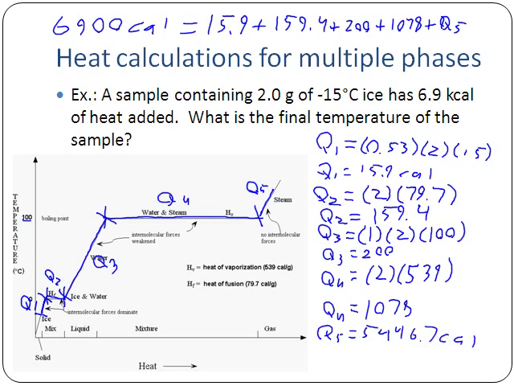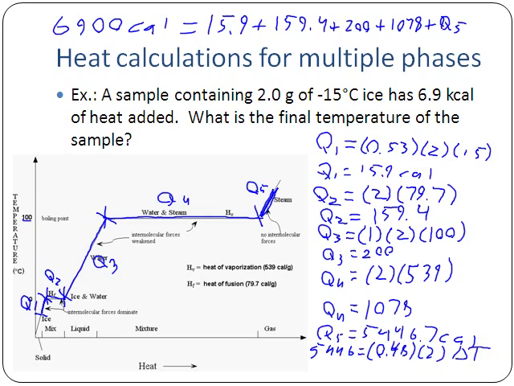If I know how many calories Q5 is, I also know that Q5 is a section where we're talking about specific heat. The temperature is rising here. So I'd say 5,446 is equal to C, which for gaseous water, for vapor, is 0.48, times M, which is 2, times delta T.